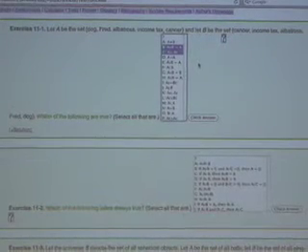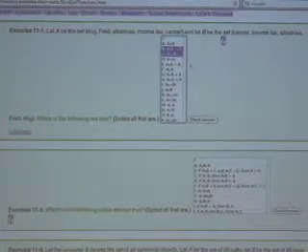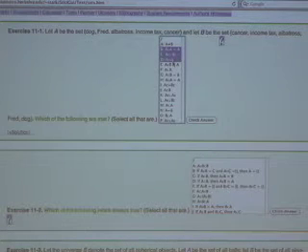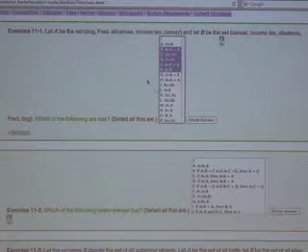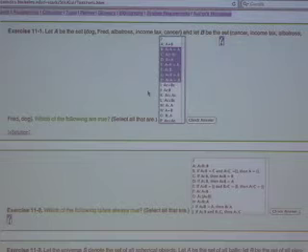Is A equal to A? Yeah, we like that. Is A union B equal to A? Yep, because that's really the same as A union A. Is A a subset of B? Yep, every set is a subset of itself. A intersect B, is that equal to B? Yep, because that's A intersect A, okay. A intersect A is A. It's always true that the intersection of a set with itself is the original set.